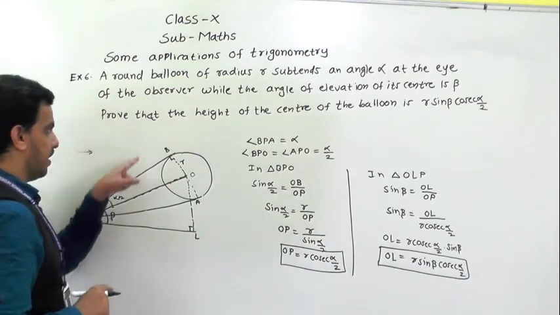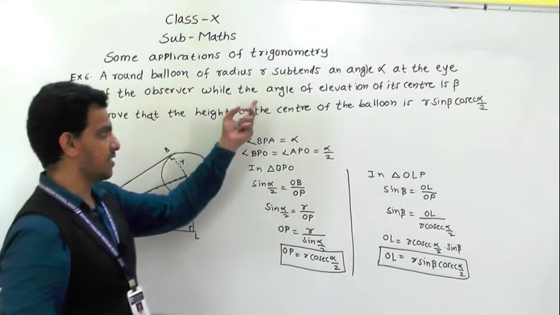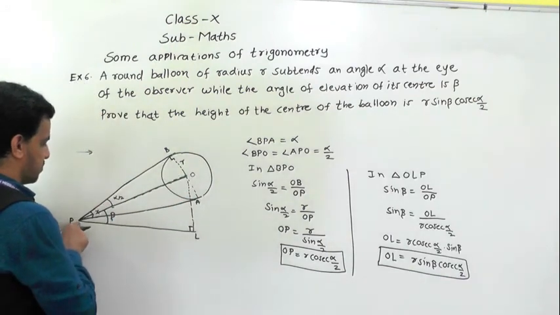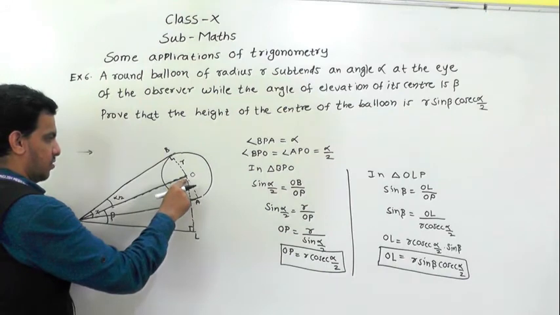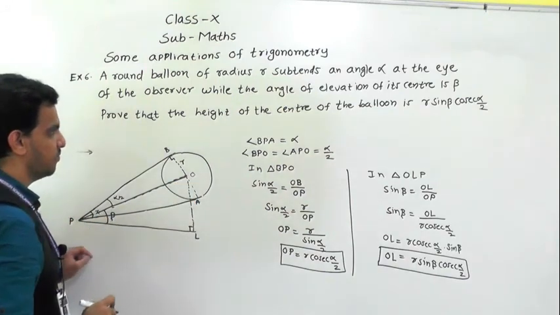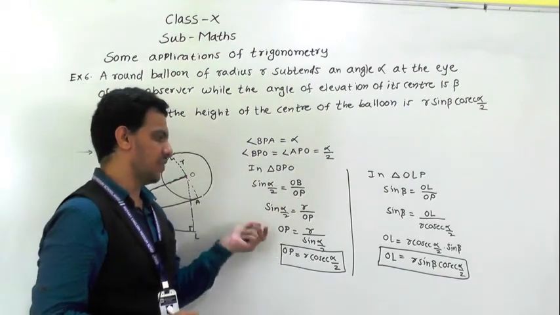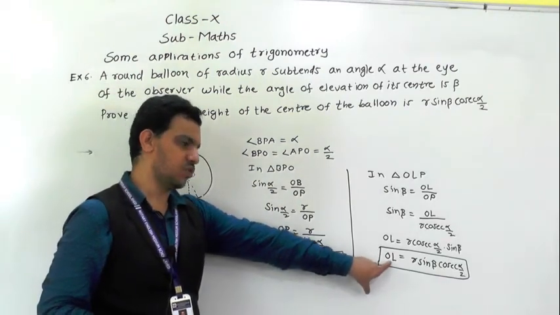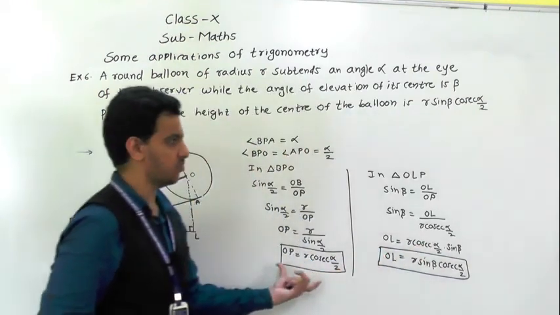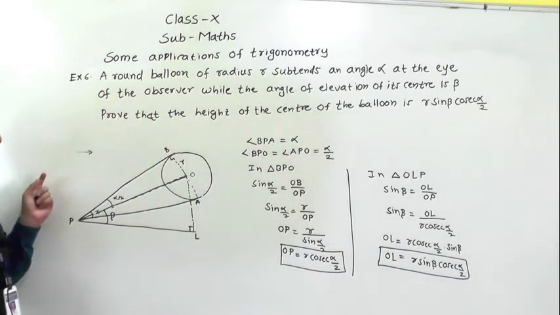Okay, and what is given next? Angle of elevation of its center, that is beta. So from this point, angle of elevation of the center of the balloon is beta. So this angle is beta. Okay, so if we use this, we will get height of center of balloon is R sin beta into cosec alpha by 2. Okay, now we will take the next example.